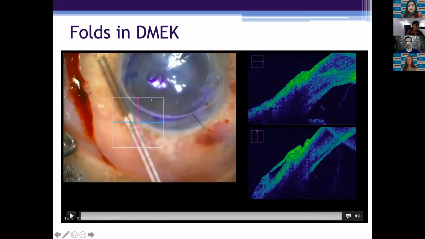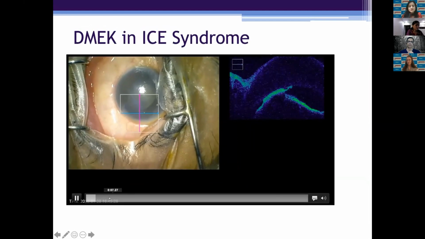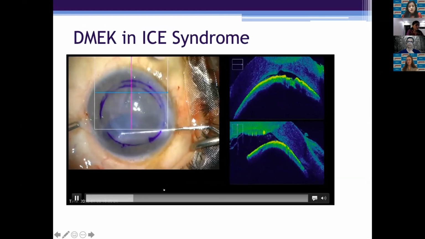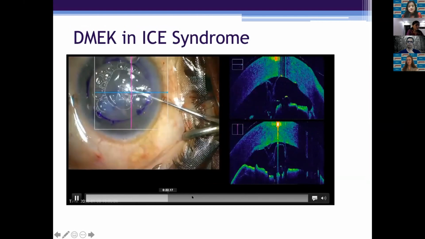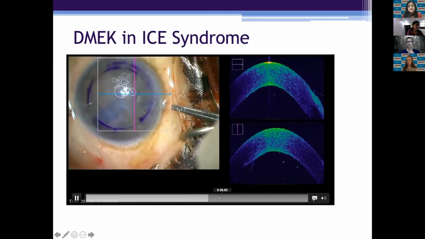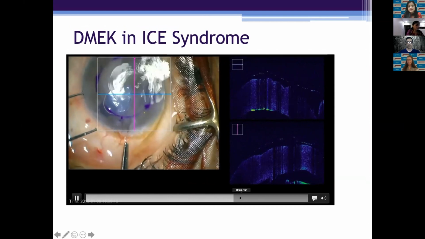But the important thing to understand is that you have to go between the graft and the cornea to do that unfolding. Of course, in iris syndrome, it gets a little difficult because there are a lot of corneoiridal adhesions which need to be taken care of. And again, after doing this, the cornea is also a bit hazy. So again, it gets a little tricky.